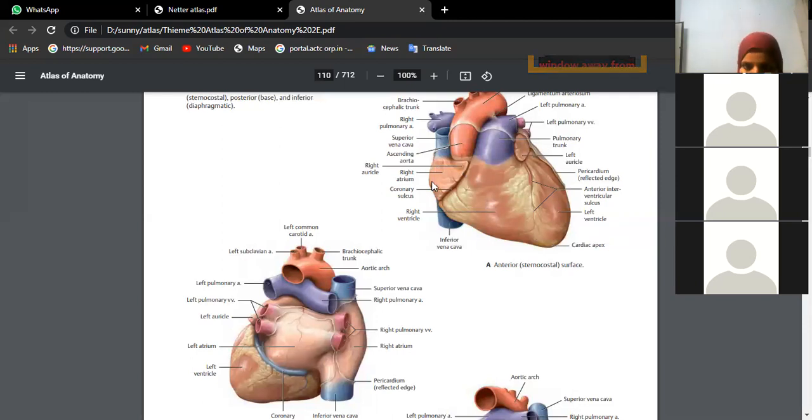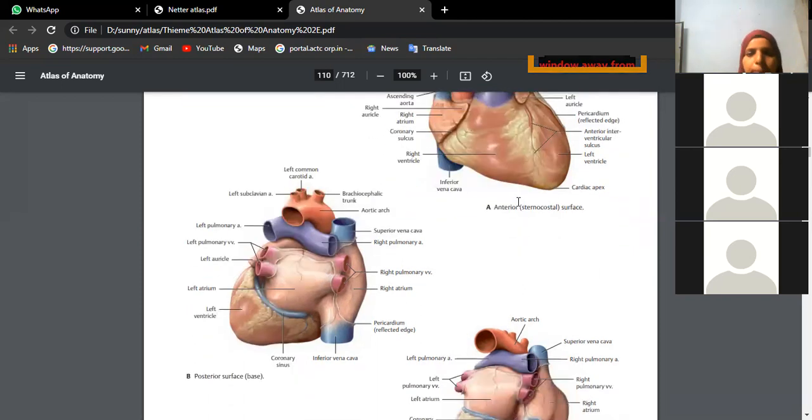This is the right border, which is formed by superior vena cava, right atrium and inferior vena cava. This is the inferior border. Major contribution, three-fourths, comes from the right ventricle. A part of its contribution is coming from left ventricle. Between the right atrium and right ventricle, this is the atrioventricular sulcus. Between the right ventricle and left ventricle, this is the anterior interventricular sulcus.